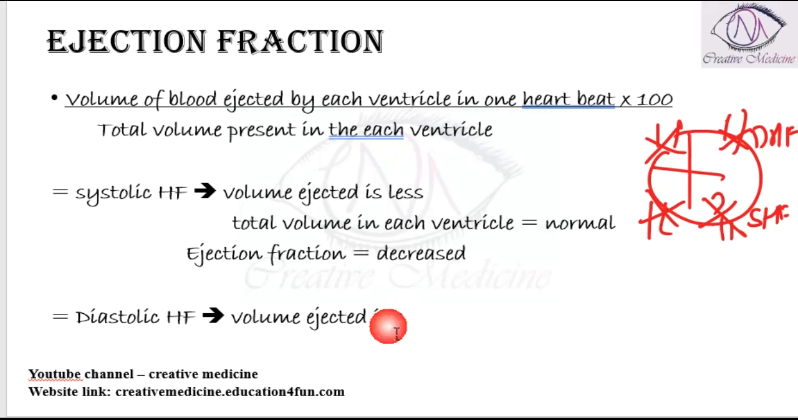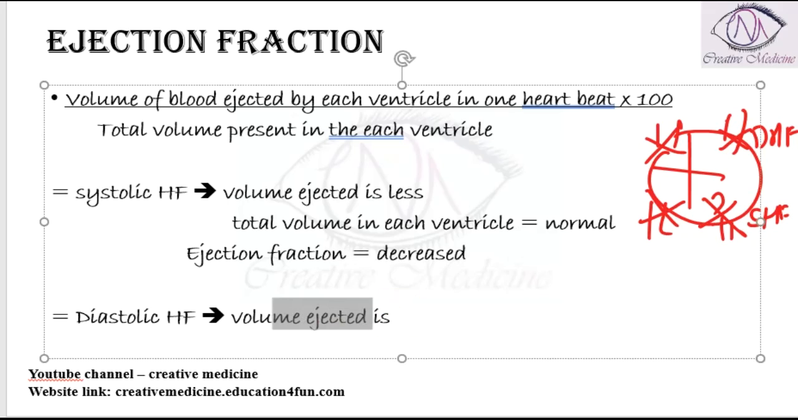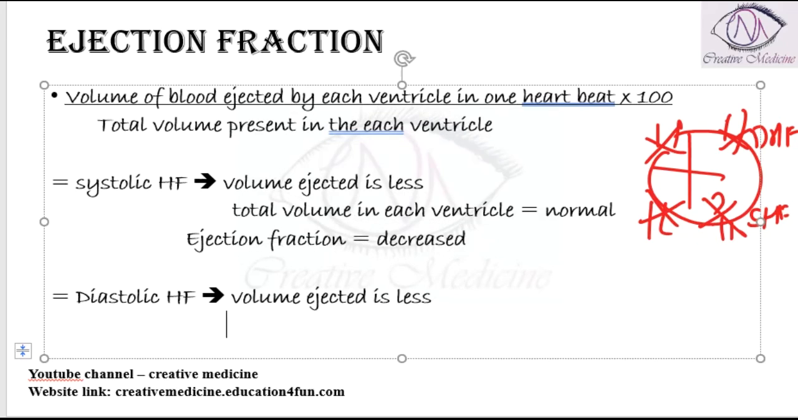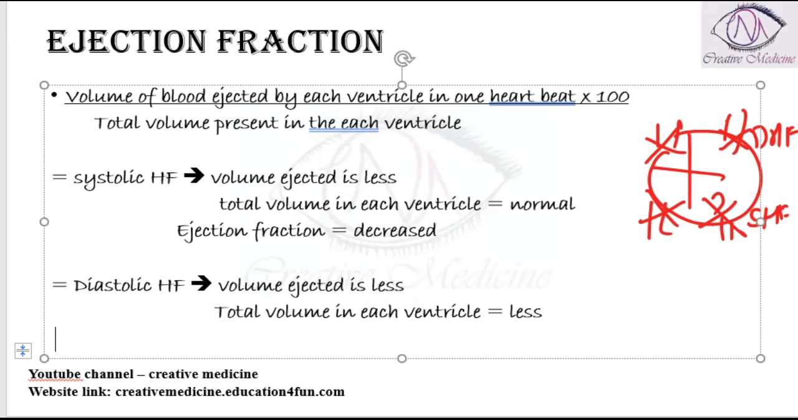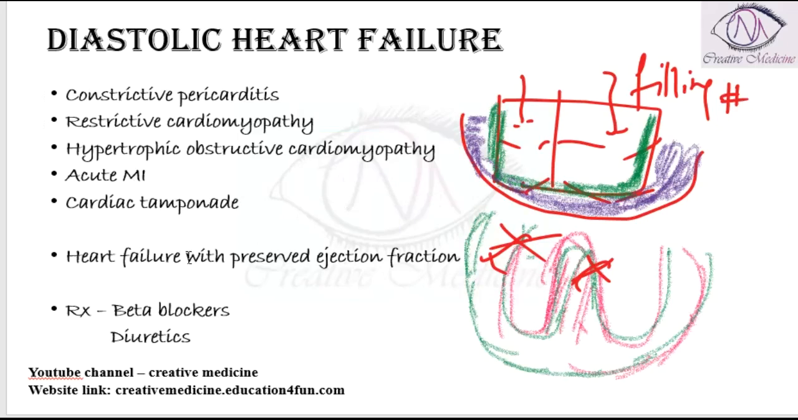So the volume ejected by the ventricle is definitely less, and the total volume of the ventricle is also less because there is less filling of each ventricle. So obviously the total volume of the ventricle is also less. If you see, both are decreased, so the ejection fraction is normal in diastolic heart failure, that is, ejection fraction is preserved in diastolic heart failure. So in diastolic heart failure there is preserved ejection fraction.